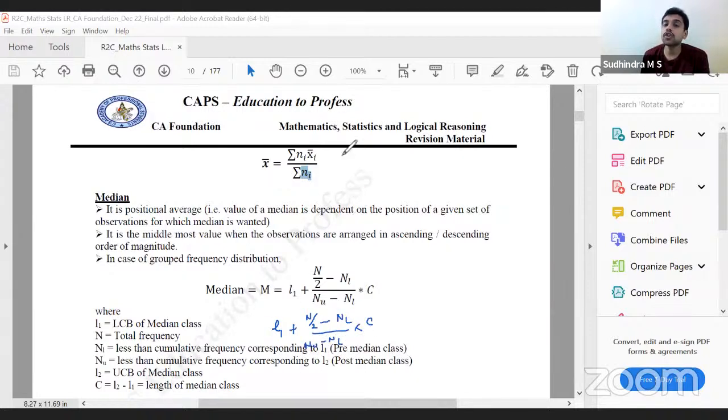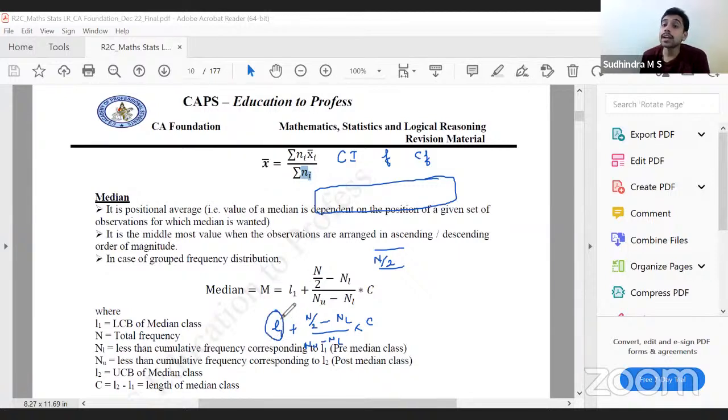So for this, first you have to identify the median class. That is the class interval where median falls. How do we do that? They would have given us class interval and frequencies. We have to find out cumulative frequency. Now we have n divided by 2. Find out in which class interval n divided by 2 falls. That is the median class.